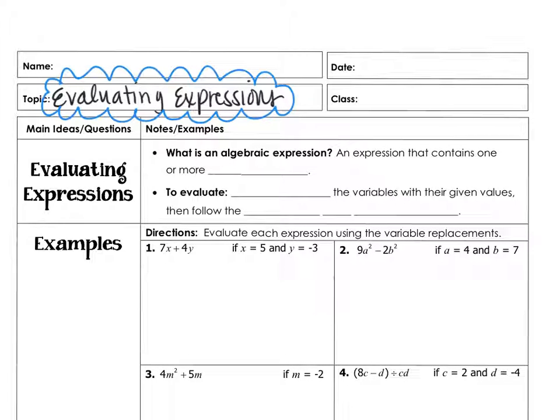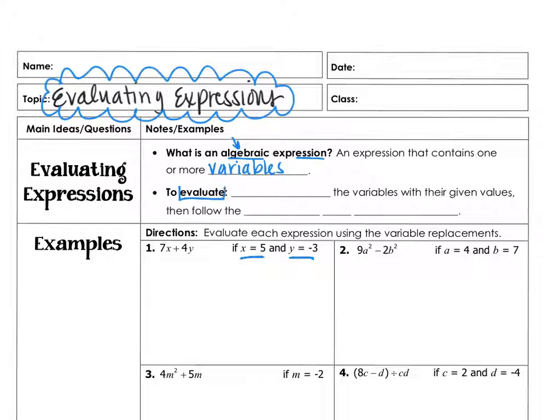Welcome to Evaluating Expressions. So let's start with some vocabulary. What is an algebraic expression? It is an expression that contains one or more variables. So now we're given some letters, we're given some variables, and it's an algebraic expression just because it has letters. But we will get values for these letters. So they're going to tell us, for example, like x is 5 and y is -3.